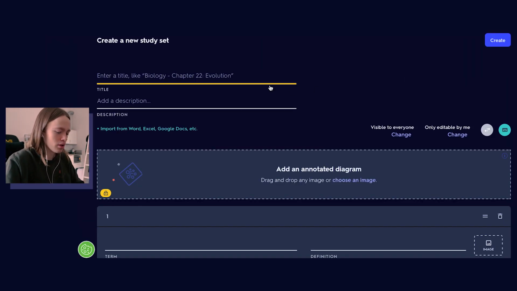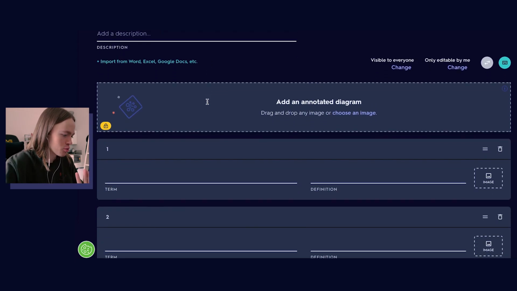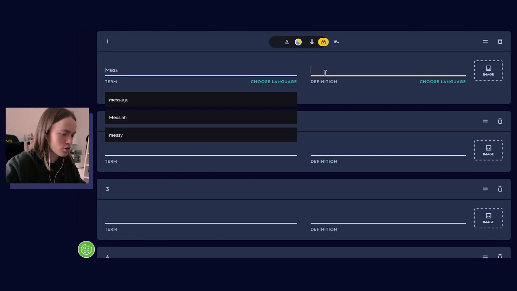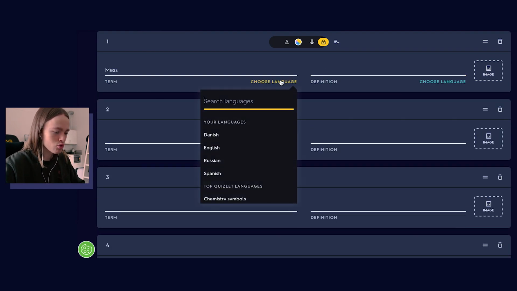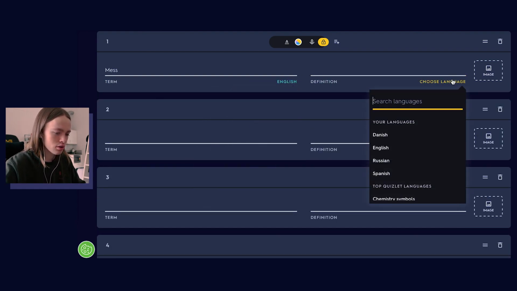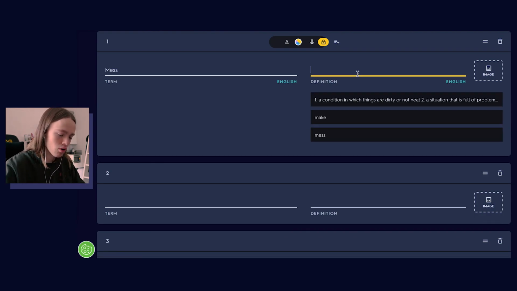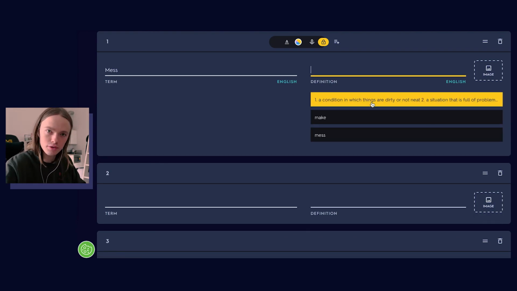So let's make a new study set. The title will be My Fancy Words and Phrases. Description is optional, okay? So let's start with the first one from the song. It's going to be mess. Also we can choose the language here, English, and it's going to be translated in English. So they even offer some options.